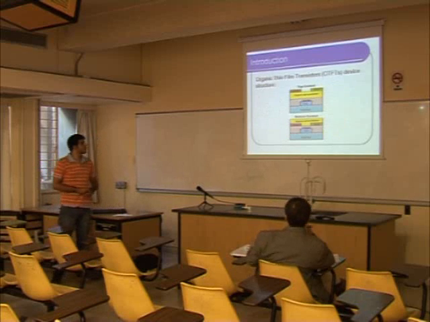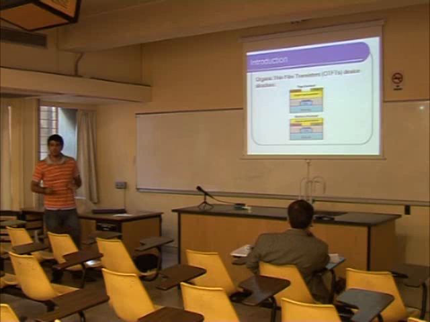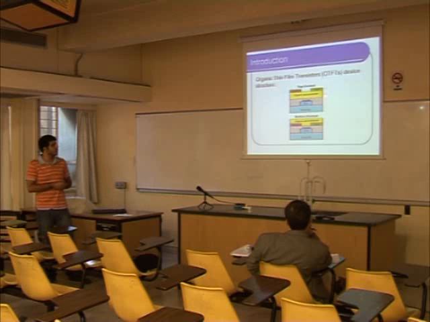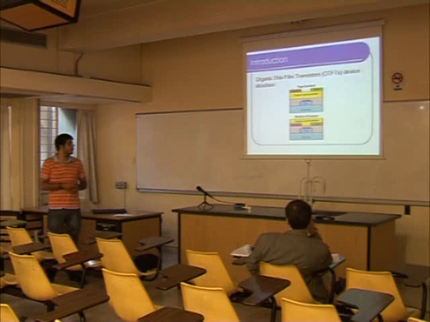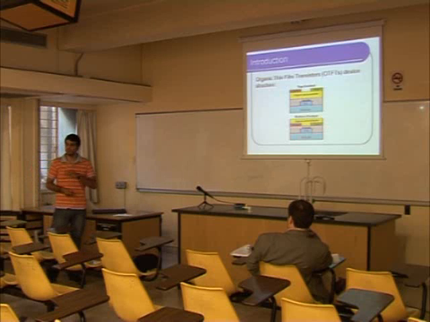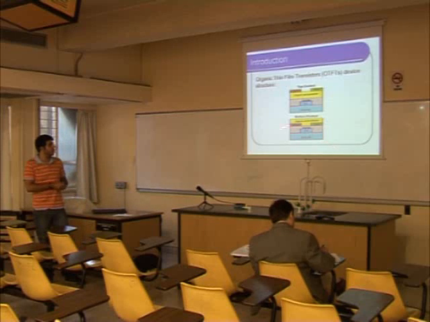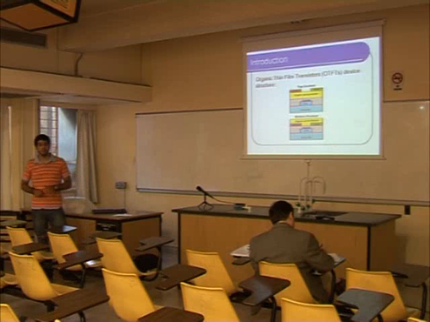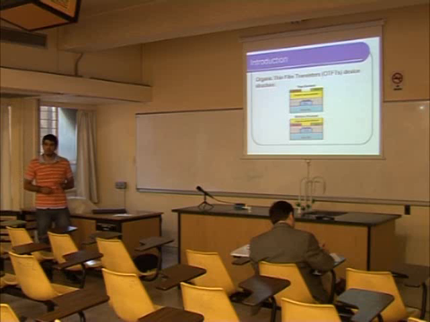I'm going to start with the basic structure of an organic thin film transistor, which is composed of a source and a drain electrode, which can be evaporated on top of an organic semiconductor to give a top contact geometry. Or they can be evaporated onto a dielectric layer, and then the organic semiconductor is deposited above them to give a bottom contact geometry. In general, organic thin film transistors are voltage controlled.